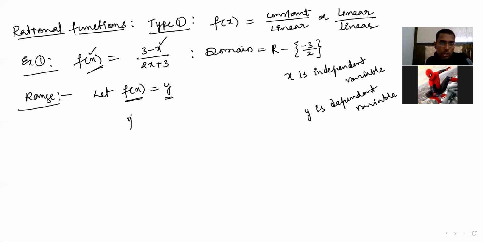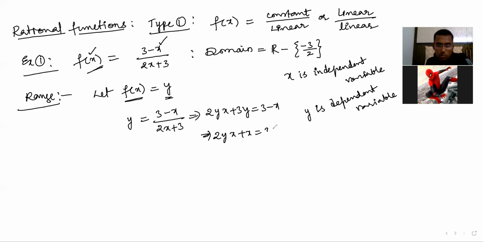So now you write y equal to (3 minus x) by (2x plus 3), and then find the value of x in terms of y. That's what we discussed last time. 2yx plus 3y equal to 3 minus x. Bring this x to this side: 2yx plus x equal to 3 minus 3y. Taking x common, x equals (3 minus 3y) by (2y plus 1). So now this is what x is.